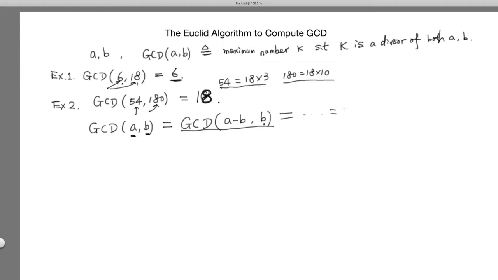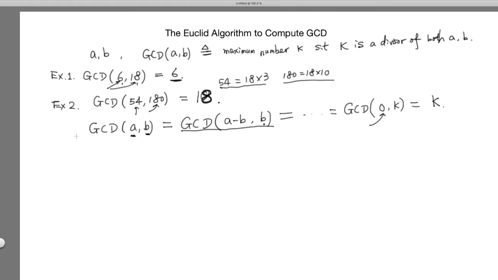Let's say you keep doing this, and in the end, you get GCD of one number being 0 and the other number, let's say, k. And then the GCD of 0 and k is going to be k. Because in this case, k is a divisor of 0. Don't be surprised. 0 is a multiple of everything, except that 0 is not a multiple of 0. 0 is a multiple of k, and k is a multiple of k, and the greatest common divisor of 0 and k is going to be k.